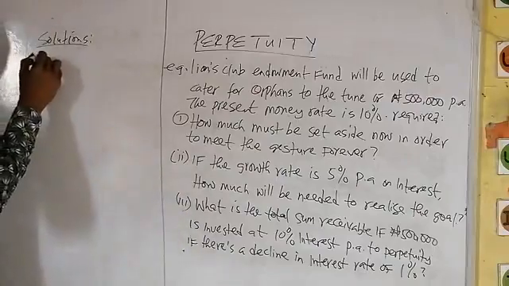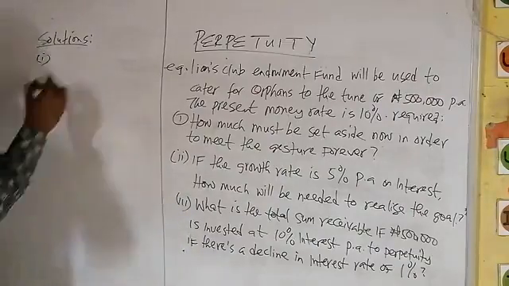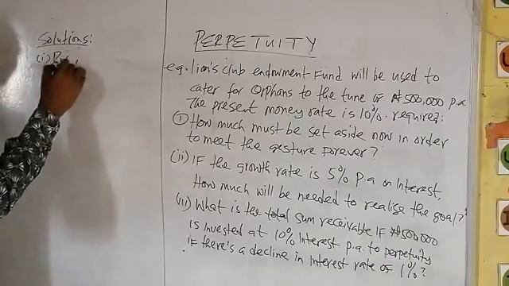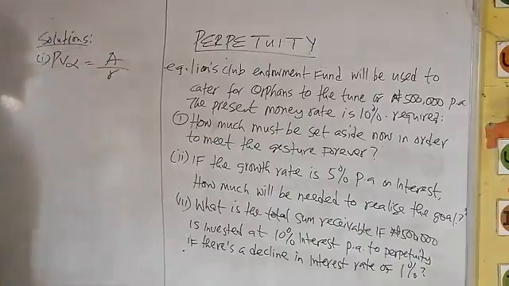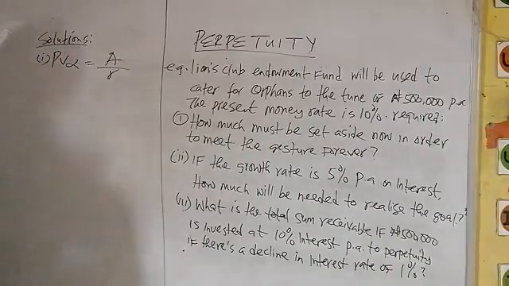For 1, the formula to use was PV of perpetuity is equal to what? A all over R. That's what we are given. That's the formula we are given there: A all over R.